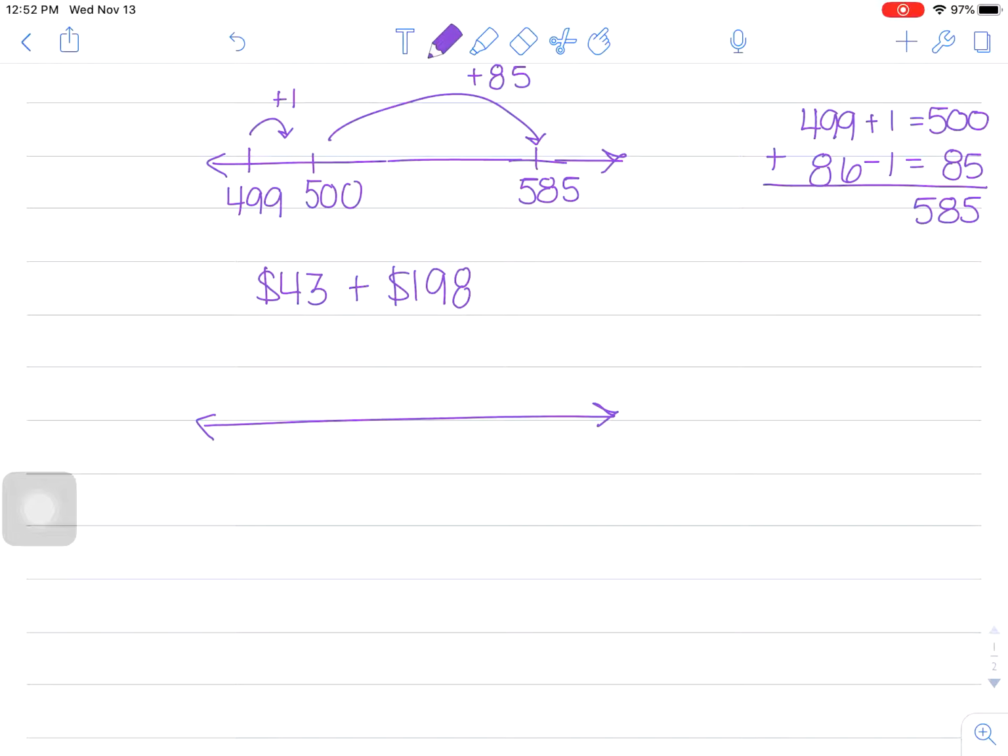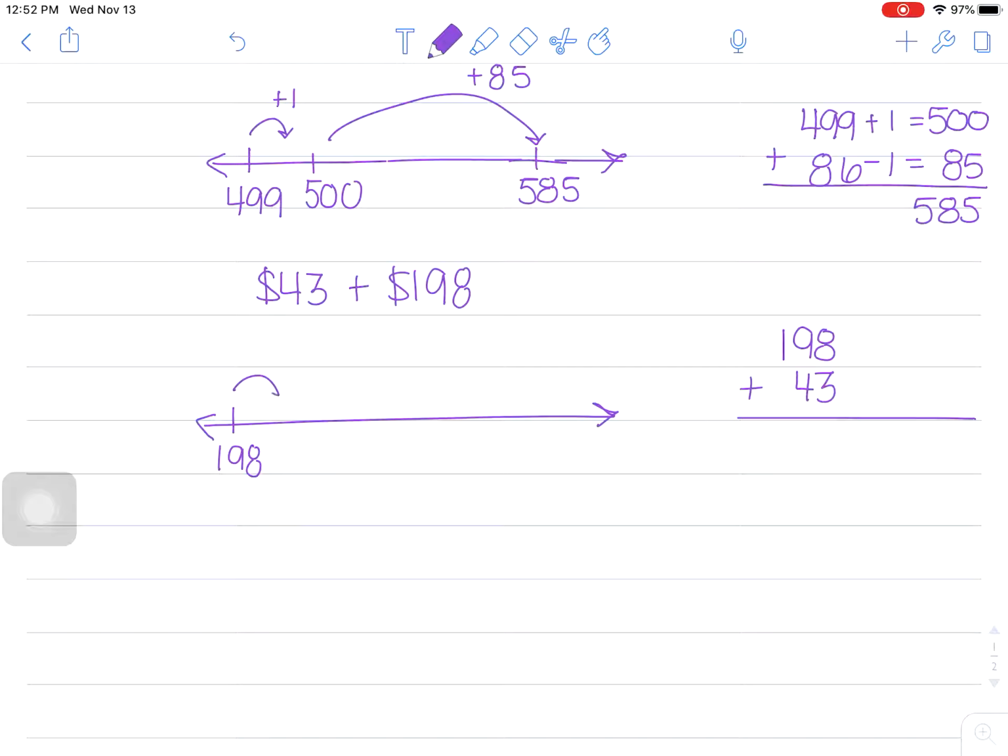So instead of starting with the 43, because of the commutative property of addition, I could start with 198, and I think I'm going to do that. So I'm going to start with 198, because I can do something to 198 to make it easier to add.